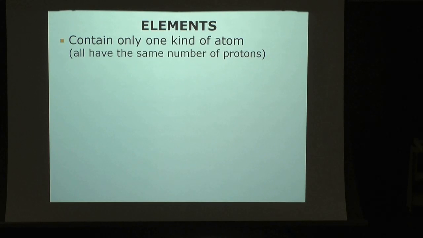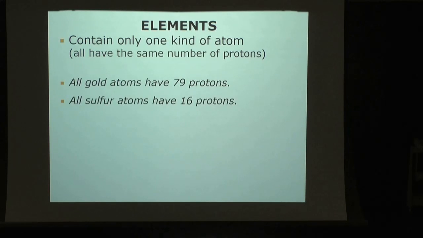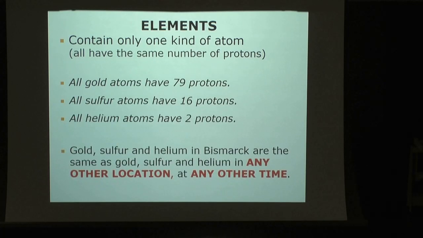Elements on the periodic table, 118 of them that we know of so far, are defined by the number of protons they have. One kind of atom. In that gold bar, all the atoms are the same in terms of the number of protons that they have. Gold atoms have 79 protons. Sulfur has 16. Helium has 2. Anywhere you go, that's true. That's the definition of a gold or sulfur or helium atom. It's defined by its protons.